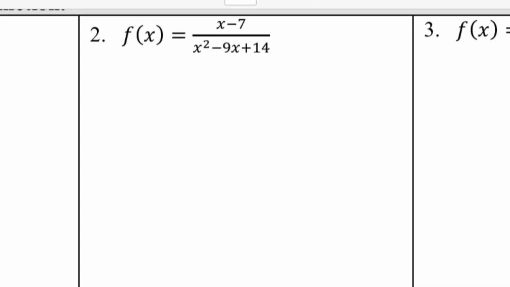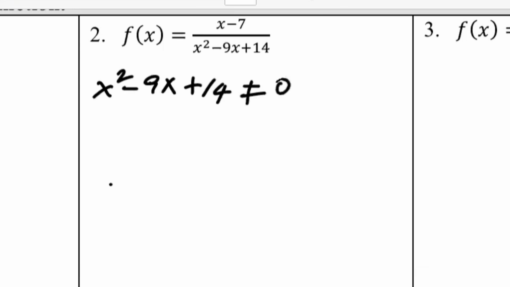Let's take a look at the second example here. f of x is equal to x minus 7 all over x squared minus 9x plus 14. What I'm going to do for this one first is look at the denominator. Our denominator cannot be equal to 0. If our denominator is 0, we are having a problem. So I'm going to try to factorize that denominator, x squared minus 9x plus 14, which cannot be equal to 0.